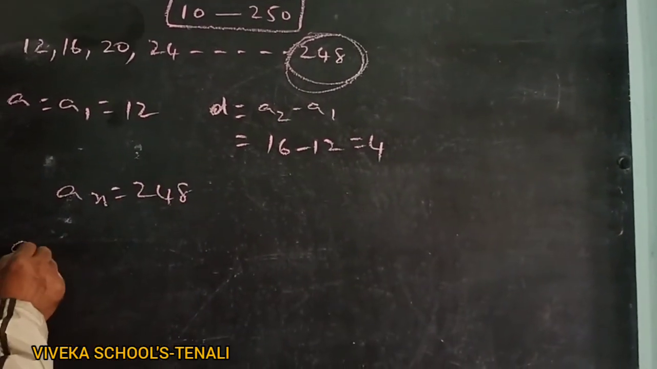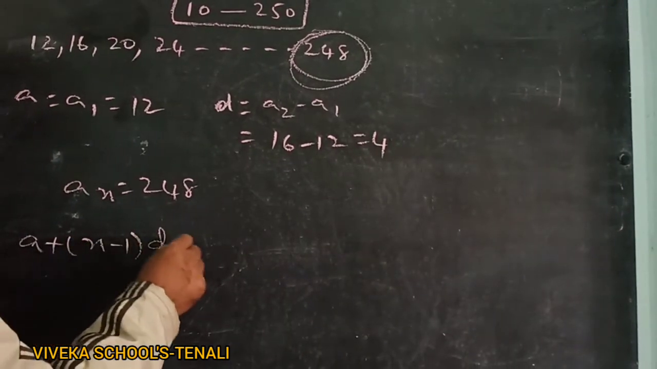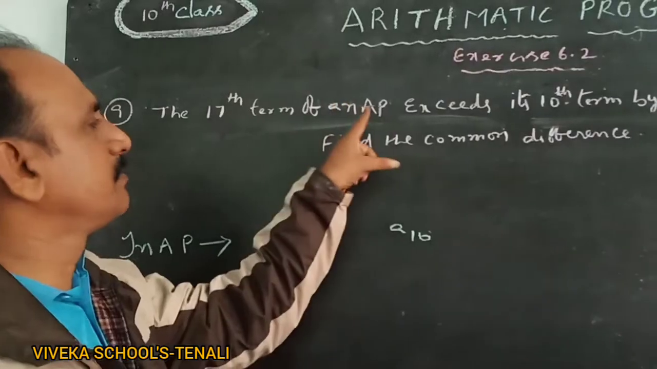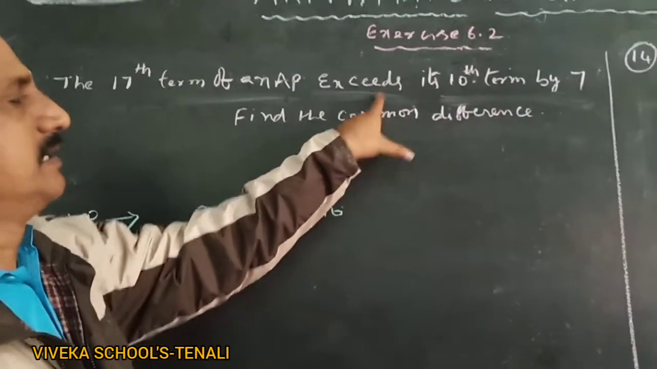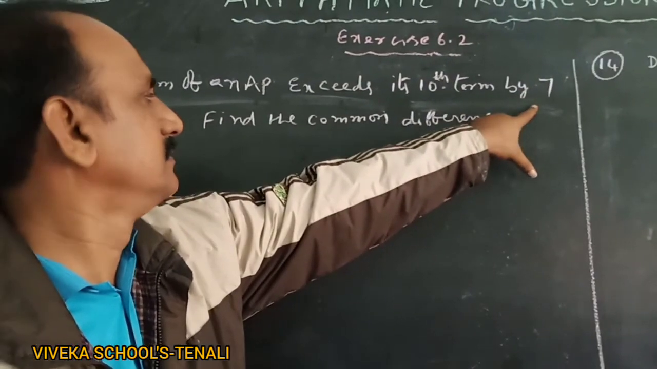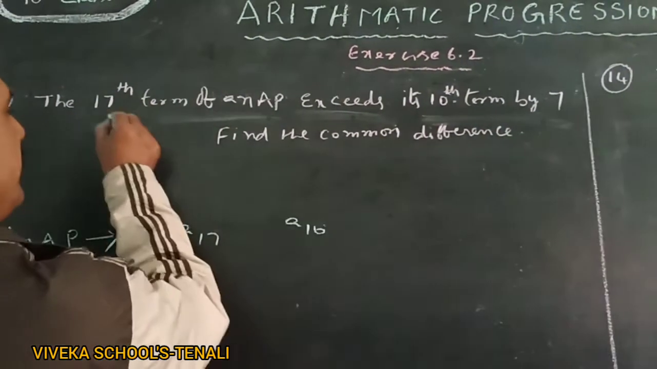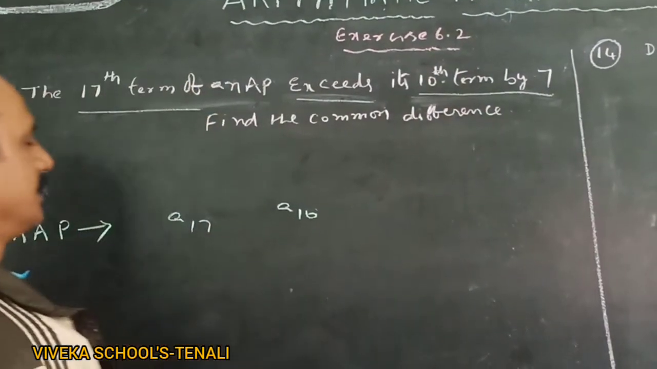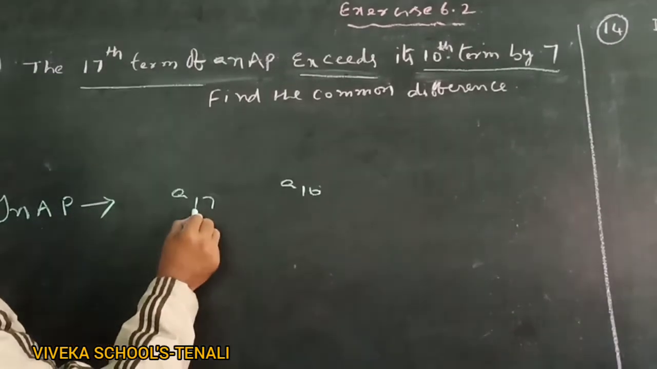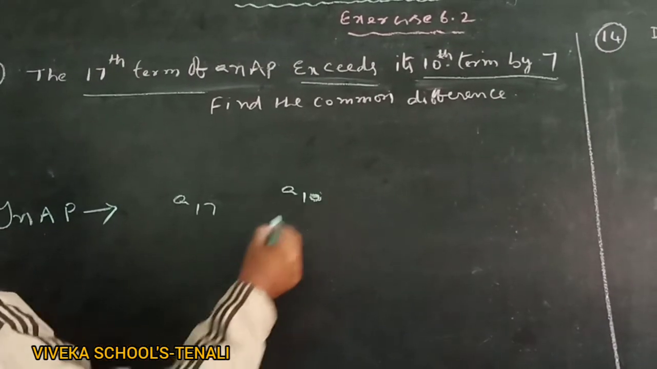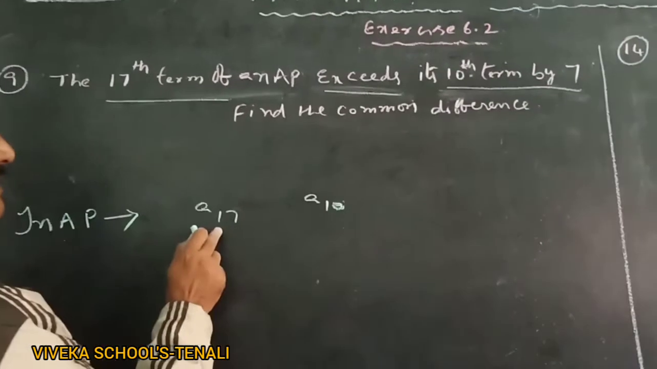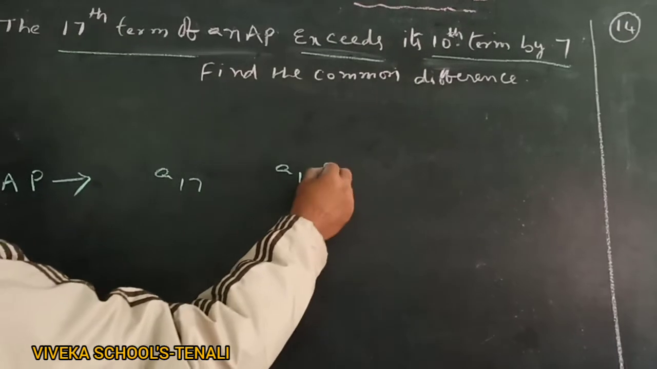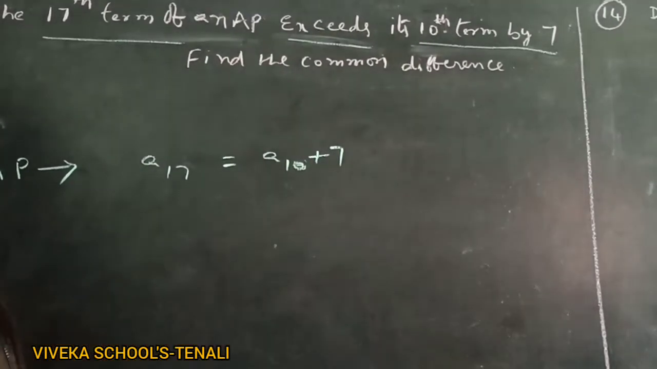Then what is the an formula? A plus n minus 1 into d is equal to 248. Then substitute the a and d values here and find n. Next: the 17th term of an AP exceeds its 10th term by 7. Find the common difference. So in the AP, the 17th term is 7 more than the 10th term.